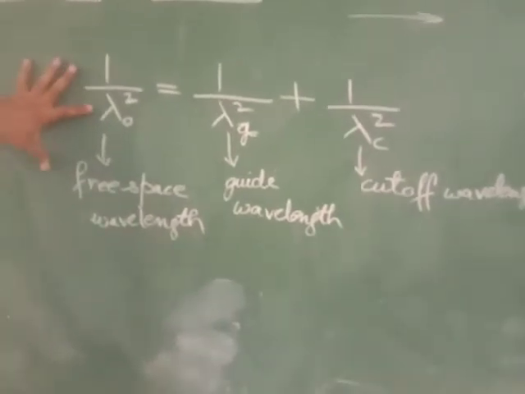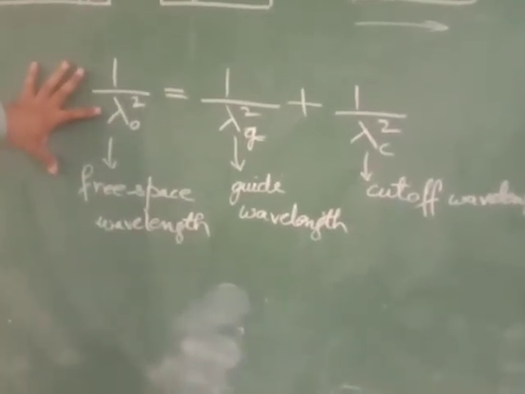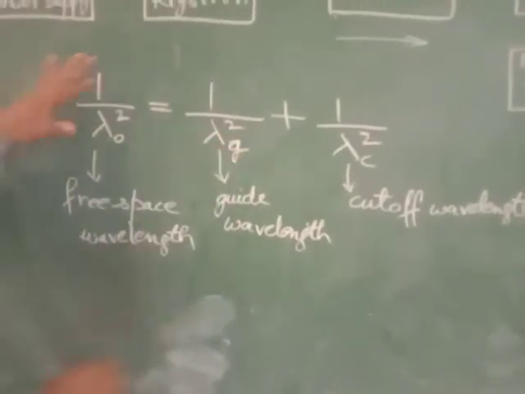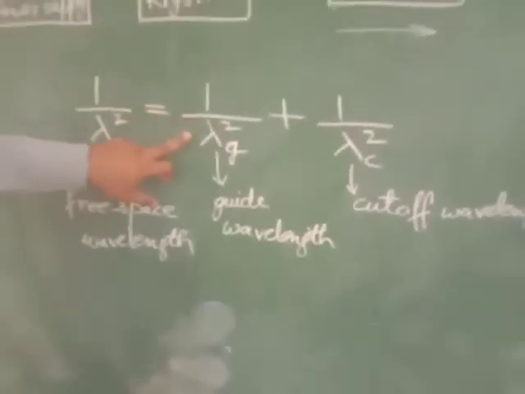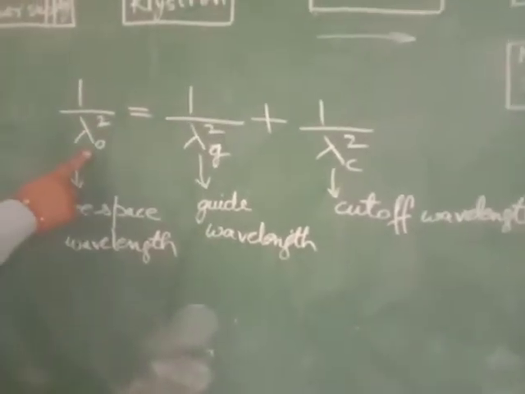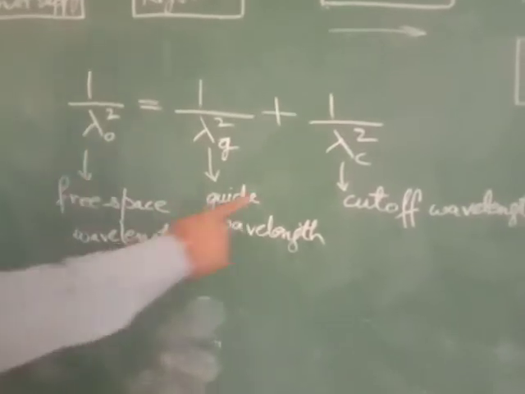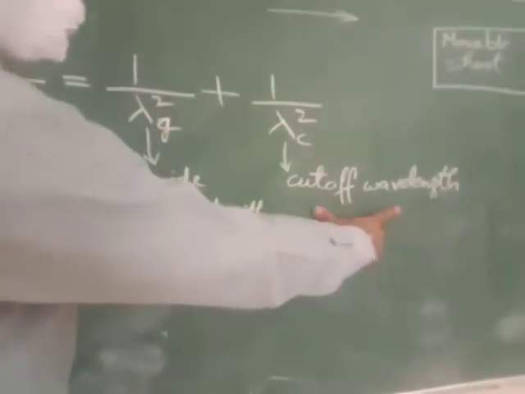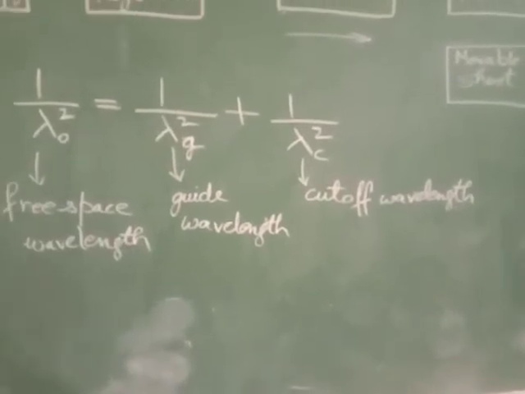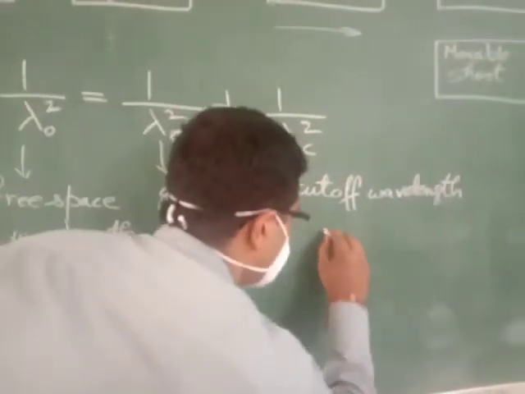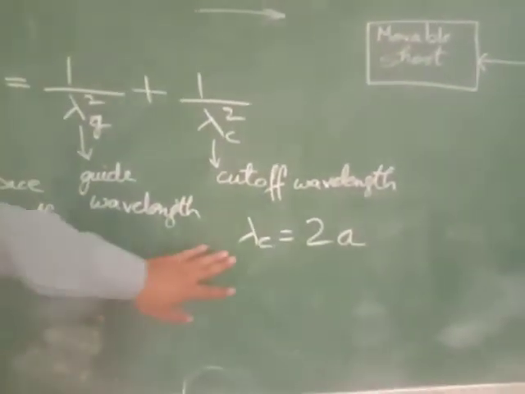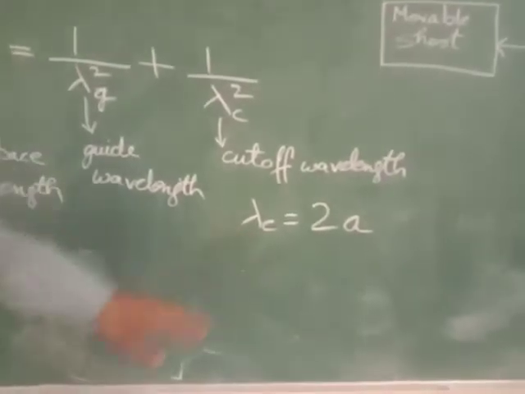The wavelength in free space is different from the wavelength of the signal passing inside the waveguide. Here lambda c is the cutoff wavelength, which is different for every waveguide. For different dimensions of waveguide, it varies according to lambda c is equal to 2 into a. In this case, we are using a rectangular waveguide.